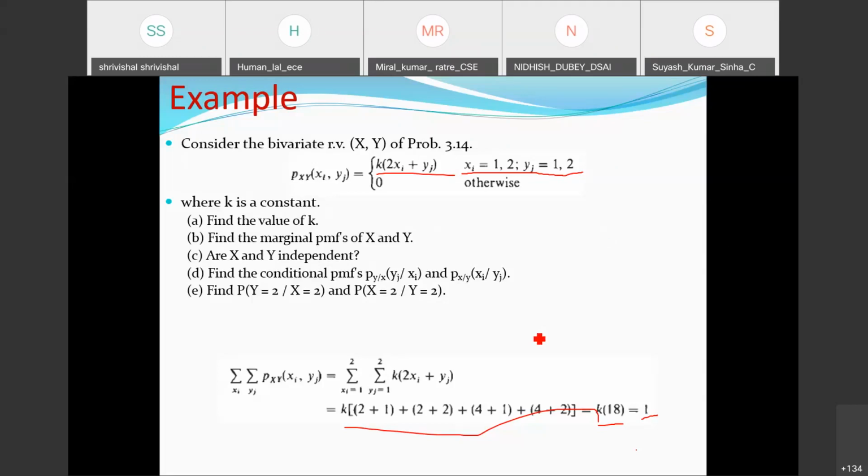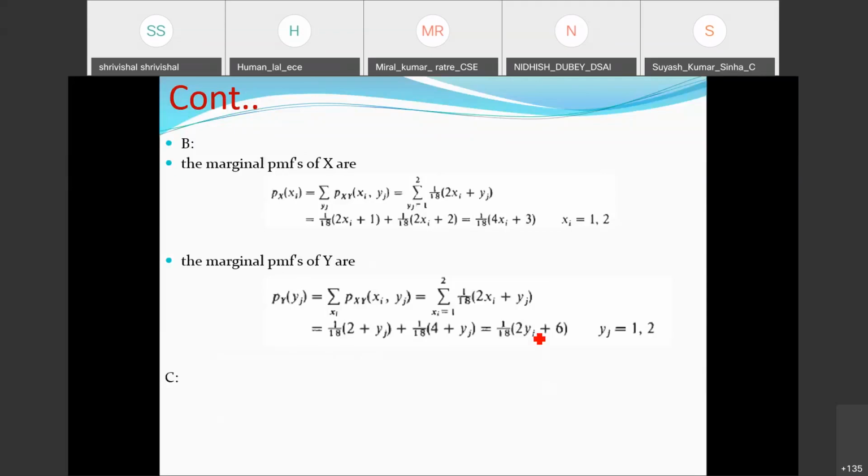Now the third part: are x and y independent? Let's check how many of you got the correct answer. The marginal PMF, probability mass function, of x is 4x plus 3 by 18. Many of you got the correct response. Good. Similarly, if we see the marginal probability mass function of y, if you calculate it, simply substitute the values.